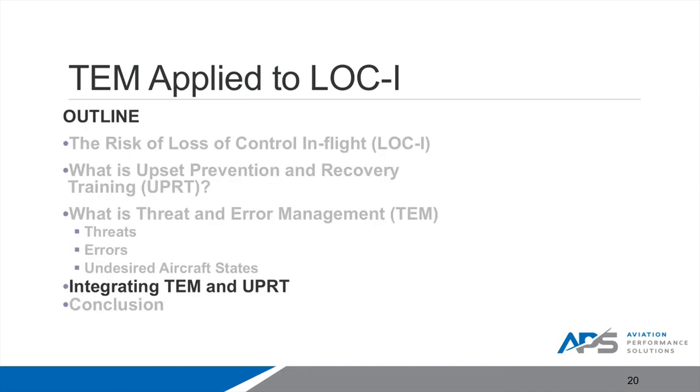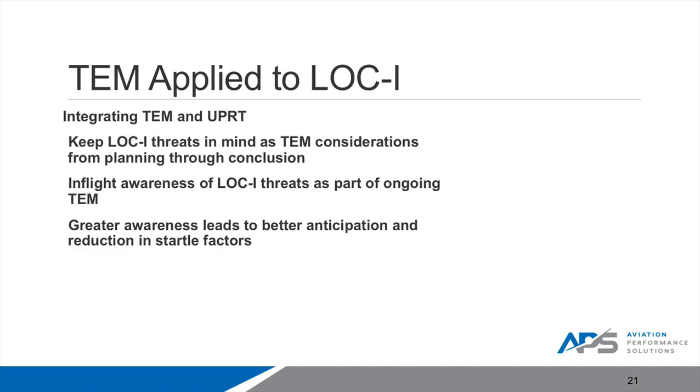Pilots can significantly increase flight safety by integrating upset prevention and recovery training considerations into their TEM process. By including the threats that can result in a loss of control in flight event during the flight planning phase, they can develop plans that avoid those threats. By keeping loss of control in flight threats in mind during the conduct of a flight, they'll be more likely to recognize the precursors to a loss of control in flight and take early action to prevent a loss of control in flight occurrence. Should a loss of control in flight event happen, having participated in quality UPRT programs should have imparted the skills necessary to recover the aircraft.